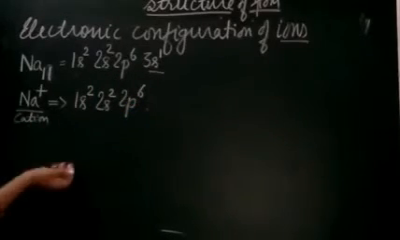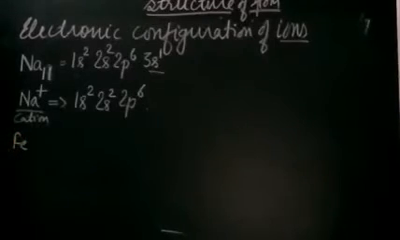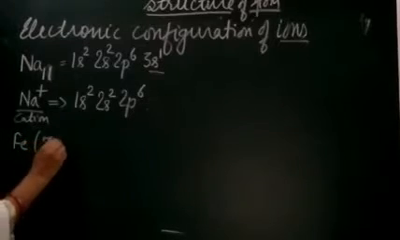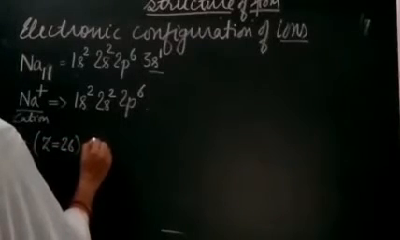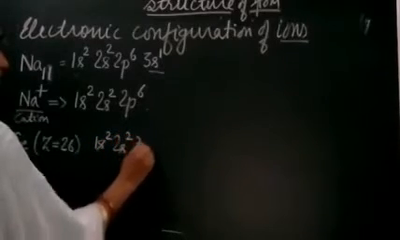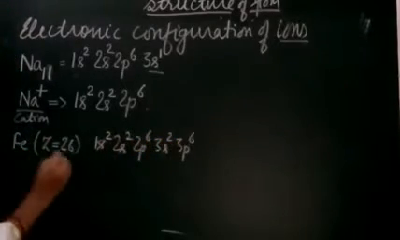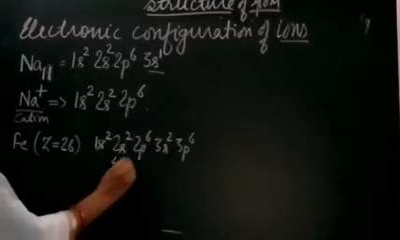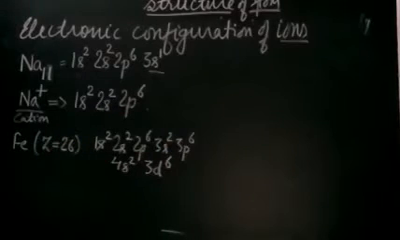Now the next one, let us take an example of iron. The atomic number of iron is 26. So when you are writing here, it will be 1s2, 2s2, 2p6, 3s2, 3p6, and it will be 4s2, 3d6. Now students, look over here, I have written it in this way.